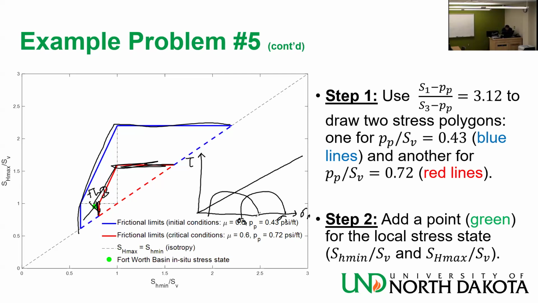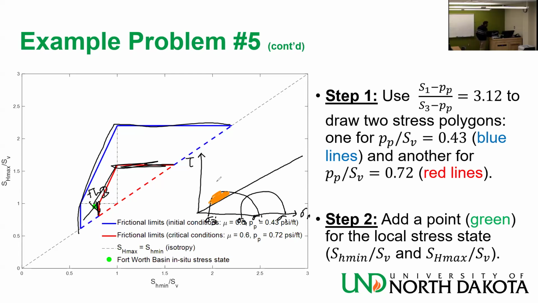I'm trying to draw them the same size. Sigma 1 prime, sigma 3 prime. I start from the right, and then I get on the left. Now I am cutting the envelope, so I do have failure. It suggests that I have failure.